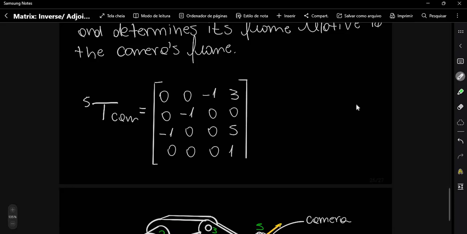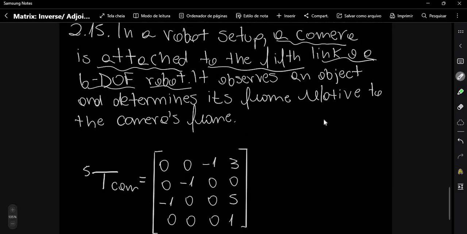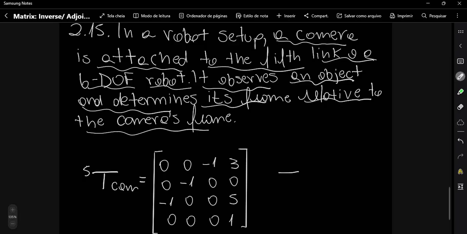So it is the coordinates of the camera in relation to the reference system X, Y, Z. And it observes an object and determines its frame relative to the camera's frame. So it is a transformation of the object in relation to the camera.